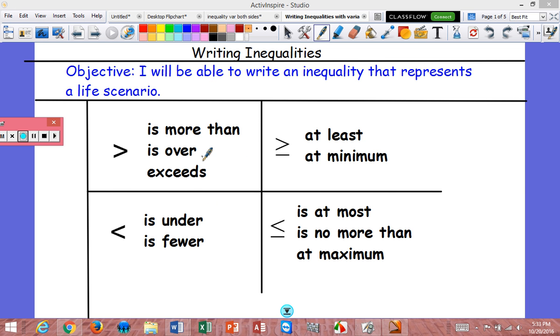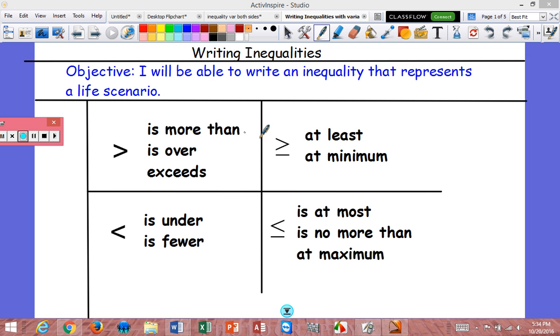So first of all, let's go ahead and talk about what keywords you want to look for that are going to help you decide what inequality symbol you're going to use to solve a problem. So anything that requires a greater than symbol, this is pretty simple. You're going to see more than, over, or exceeds. So anything that just means greater than, you're going to use your greater than symbol. Less than, you may literally see the words less than. You could say something is under, something is fewer, something is below. So these two are pretty simple to identify.